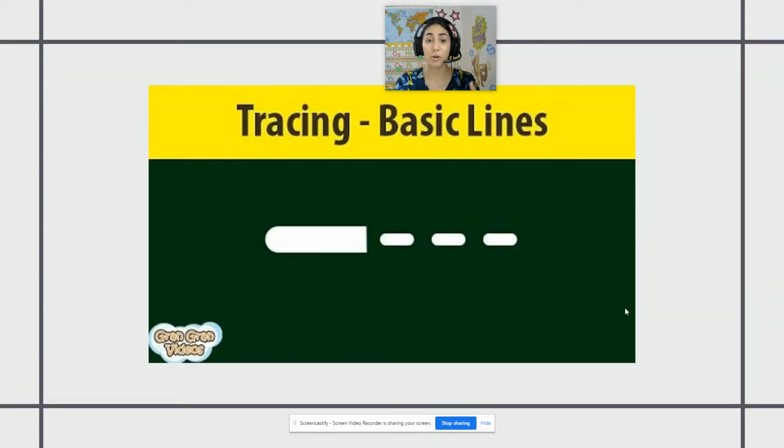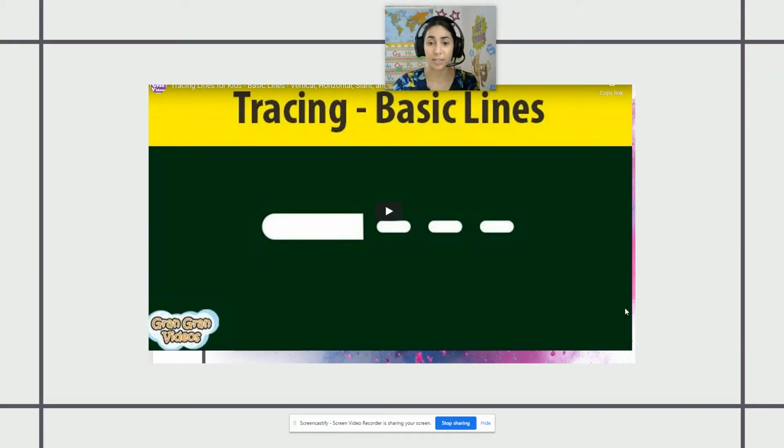Okay, so this is a video about tracing basic lines. Let's see if you can see this. If not, I will be adding the video to LMS so you can watch it right there.